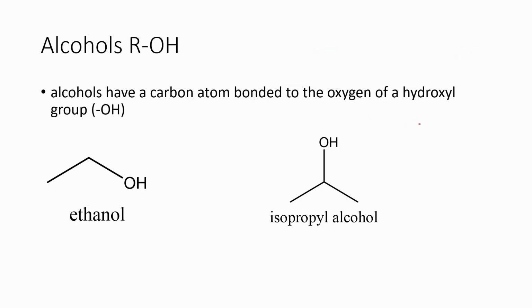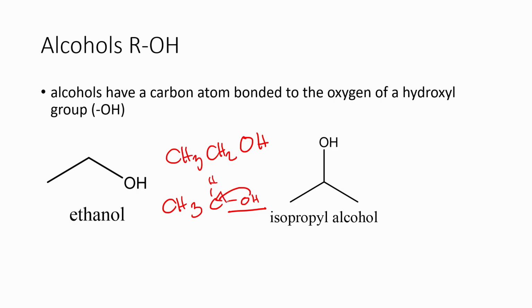Next, you have your alcohols. Alcohols have a carbon atom bonded to the oxygen of a hydroxyl group. The hydroxyl group is your OH. So let's have ethanol, CH3, CH2, OH, or to draw it slightly differently, this is your ethanol. The hydroxyl group is attached directly to one of the carbons in the R group. So that is your alcohol.